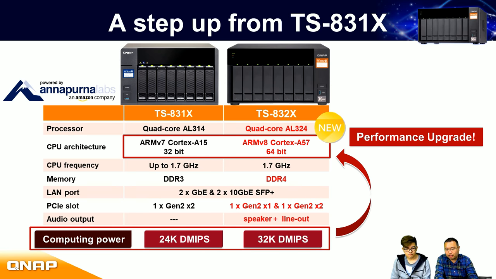And if you look at the bottom, the computing power is actually much better, almost 40% higher. For example, the TS-831X has 24K DMIPS, and the TS-832X has 32K DMIPS. DMIPS means how many millions of instructions per second the CPU is capable of. So it's a 40% enhancement. And the memory is also enhanced. The TS-831X supports DDR3, whereas the new TS-832X supports the faster DDR4 memory. And for the LAN port, both models are the same.